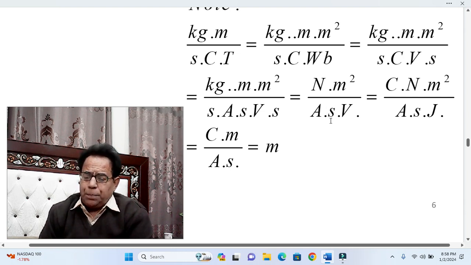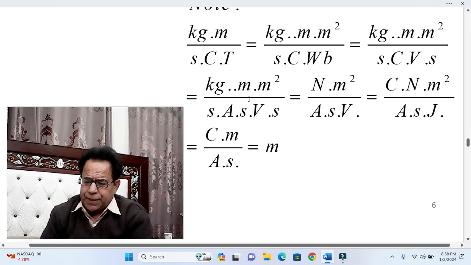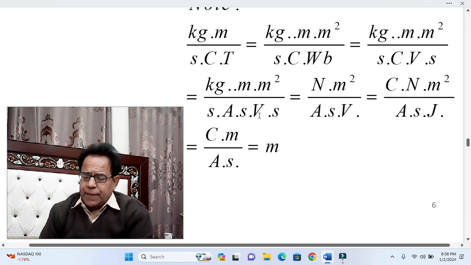Newton meter square per ampere second volt. Actually, Newton is kilogram meter per second square. So kilogram meter per second, here in the denominator there are three seconds. Out of these, two seconds will make kilogram meter per second square, and these have been turned into Newton.